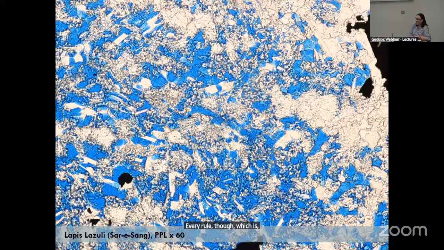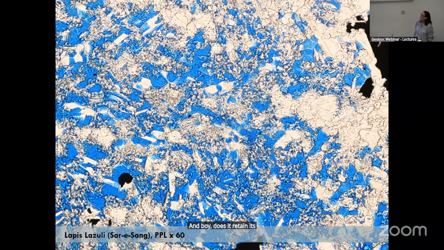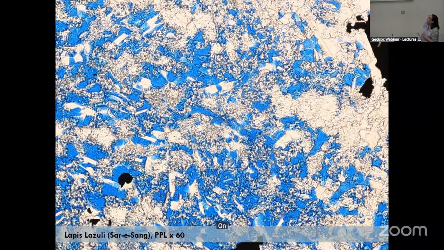ultramarine. And this is a normal geological thin section of some lapis lazuli, which is the host rock for lazurite, the blue mineral, which is a sulfur-bearing haüyne. It's a feldspathoid mineral. And boy, does it retain its colour when finely ground. So thin sections are typically 30 microns thick. The colourless phases here are things like diopside, carbonates, dolomite and calcite, and some micas. The opaque phases, the black phases, are iron pyrite. But yeah, look at that ultramarine.